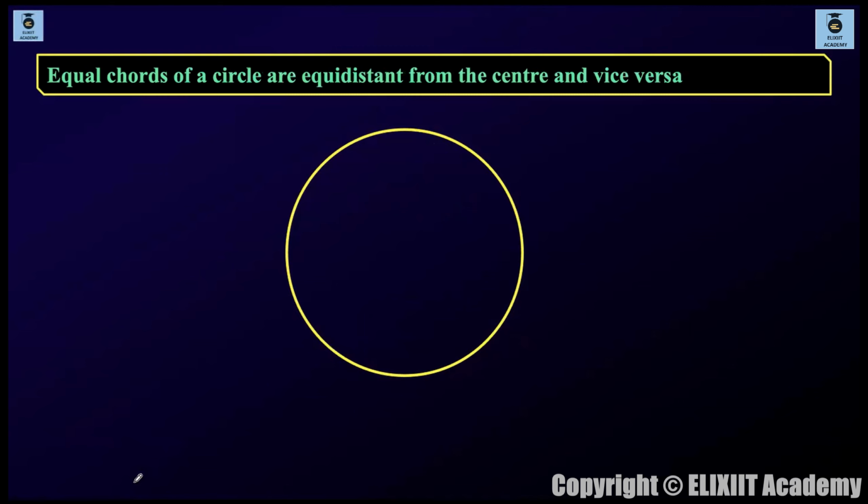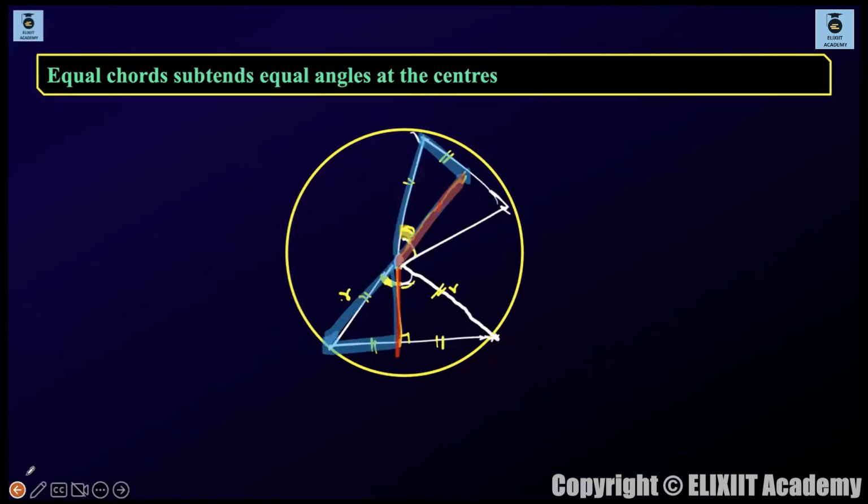Okay, what is the next one saying? Equal chords of a circle are equidistant from the center and vice versa. The same thing which I just now proved. It is now saying that the equal chords of a circle are equidistant from the center. That height I have shown. This height and this height will be the same.